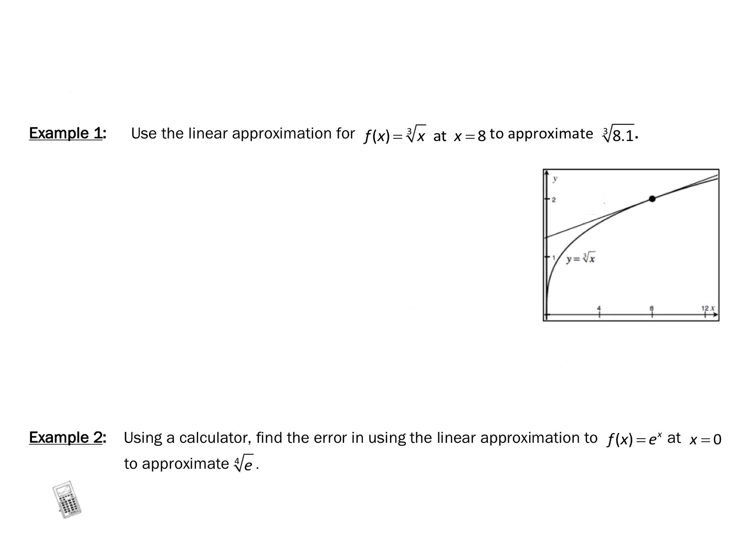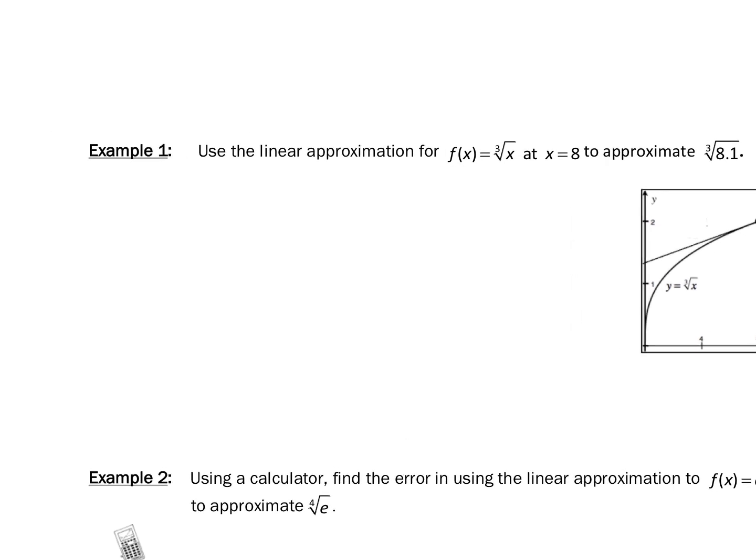First one: use the linear approximation for f of x is equal to the cube root of x at x equals 8 to approximate the cube root of 8.1. Now, what does the cube root of 8 equal? 2. So in our brains, we can probably approximate that the cube root of 8.1 is going to be really close to 2, 2 and some type of change, right? We can also do this showing with a derivative.